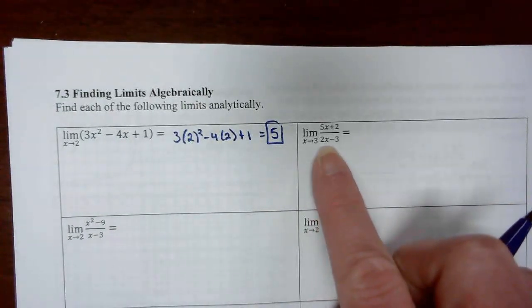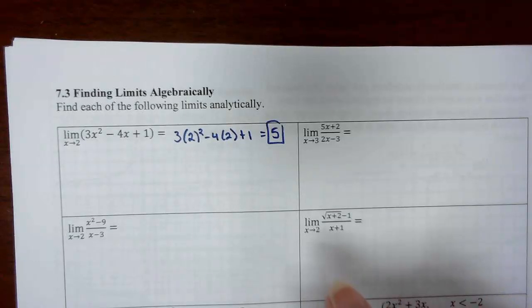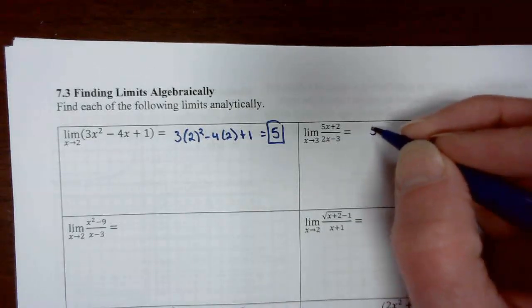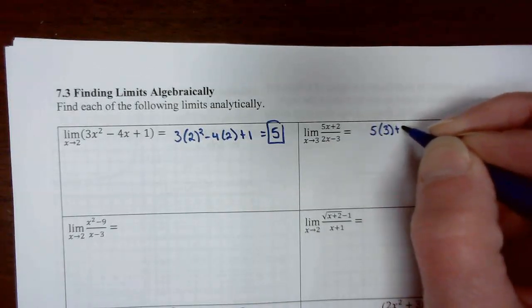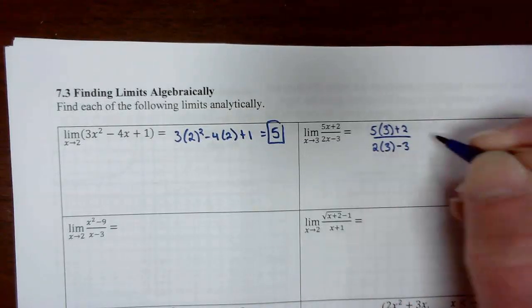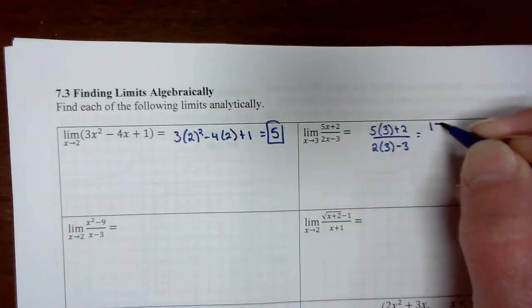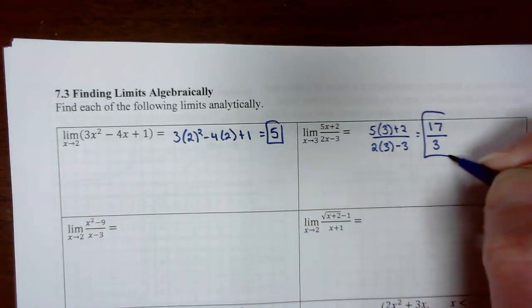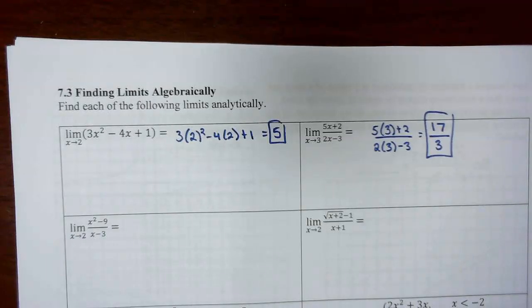What about here? This does have a vertical asymptote, but let's see what happens if I plug in 3. So 5 times 3 plus 2 over 2 times 3 minus 3. So I get 17 over 3. Well, that's a good number. It's good.